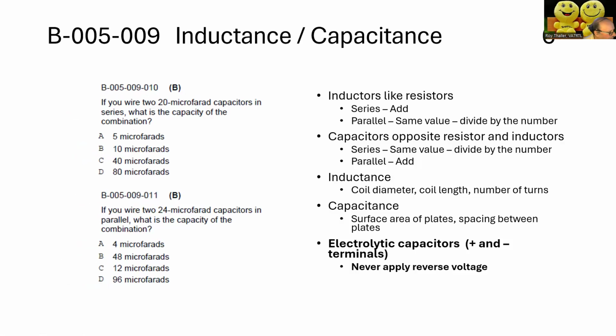Now we talk about capacitors. So remember, it's the opposite. If you wire two 20 microfarad capacitors in series, what would you do? In series, you would divide 20 by 2, giving you 10. So B would be the correct answer. If you wire two 24 microfarad capacitors in parallel, what would be the capacity of the combination? Here it would be 24 plus 24, or 24 times 2. So the answer would be 48 microfarads. So B would be the correct answer.